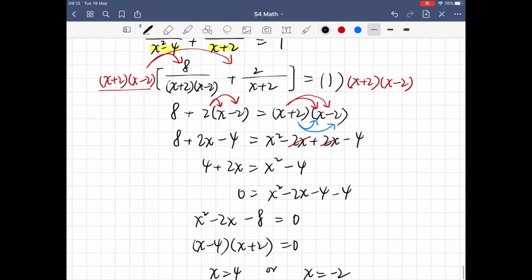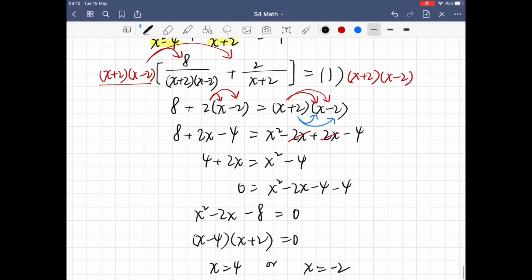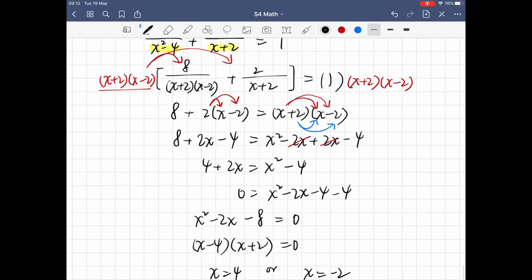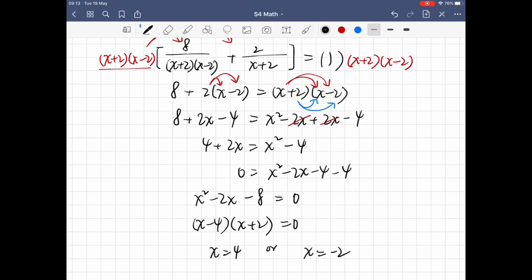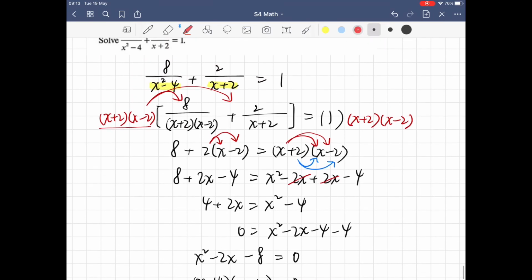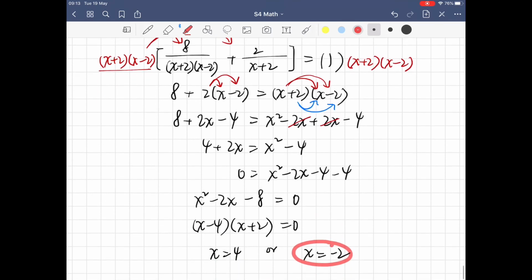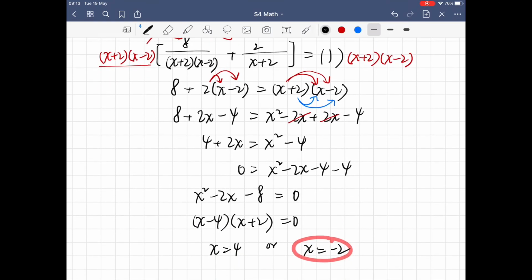Okay, so again, we have to check the answer. For x equals negative 2, if we put it back into the question, the denominator will become 0. And therefore, in this case, we have to reject the answer x equals negative 2. And in this case, we have only one answer, that is x equals 4.